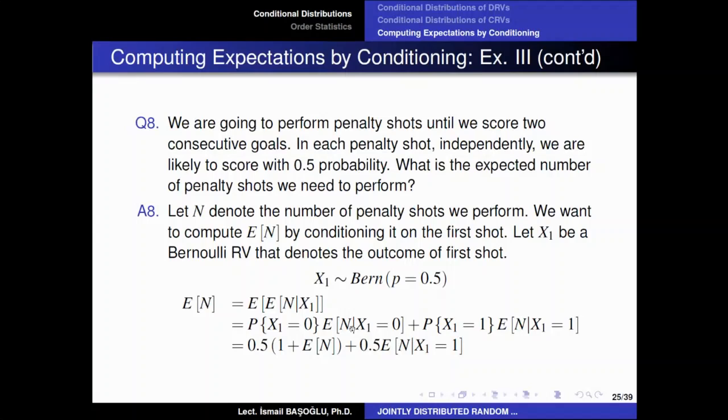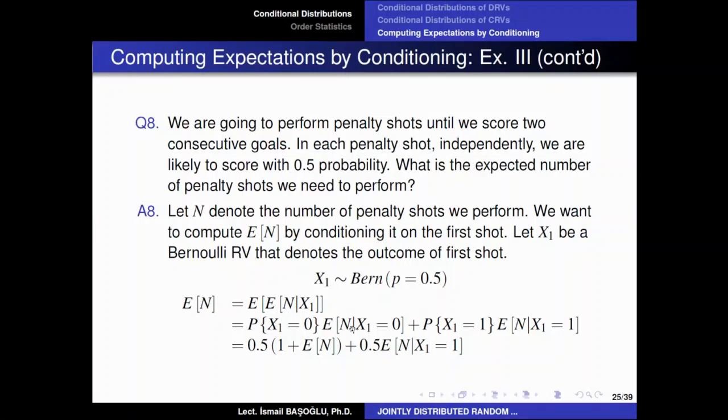Imagine now you have missed your first shot. This is like you are starting the process itself again from scratch. So after that miss, after that failure in your first trial, the expected number of the remaining shots until you score 2 consecutive goals is still going to be expected value of n. But you have already used 1 shot.